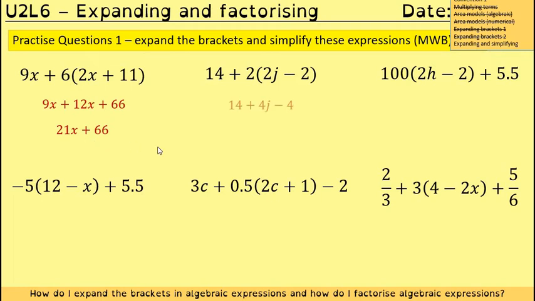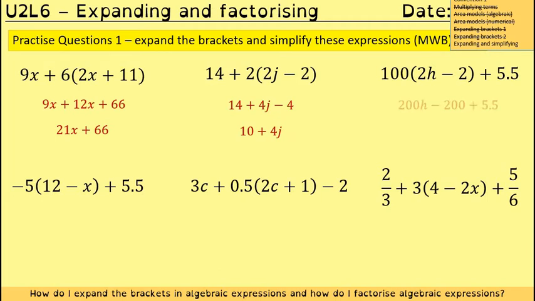For the next one, 14 plus 4j subtract 4 is what we get when we multiply out the brackets. Remember, positive 2 multiplied by negative 2 will give us negative 4. And then when we collect the like terms, we get 10 plus 4j. Again, you may have gotten a rearranged version of this, so just take your initiative to mark that yourself.